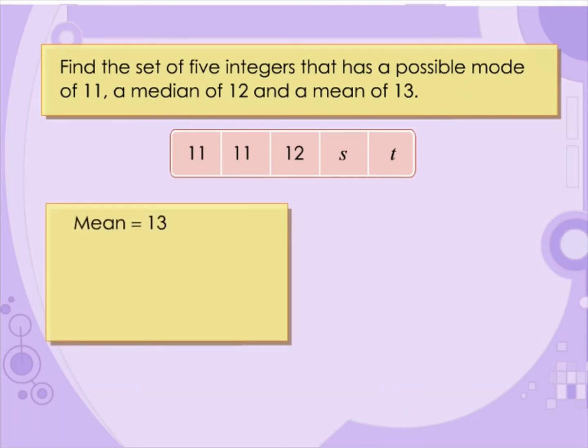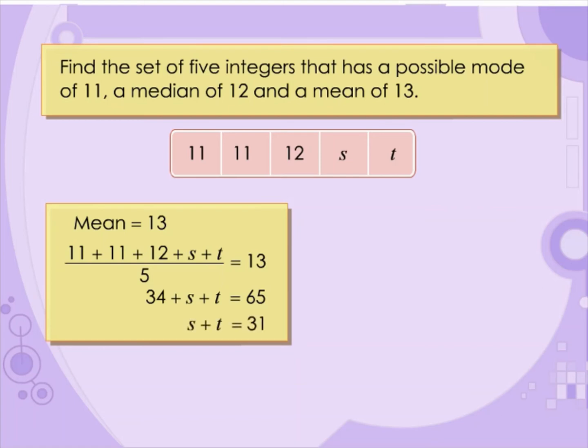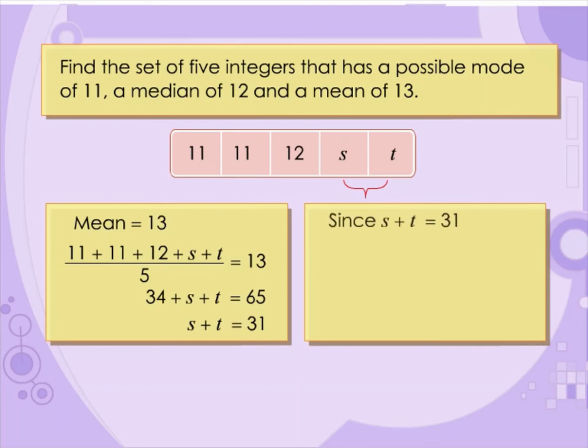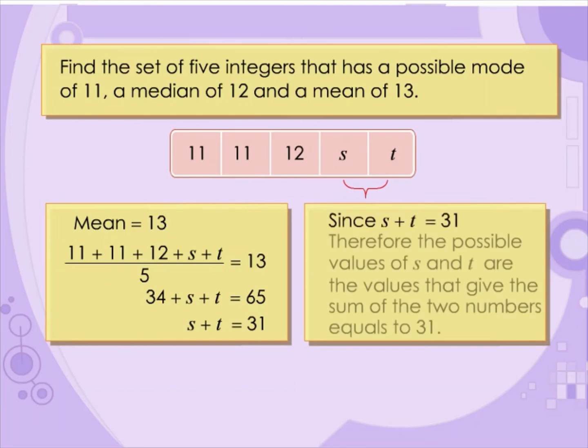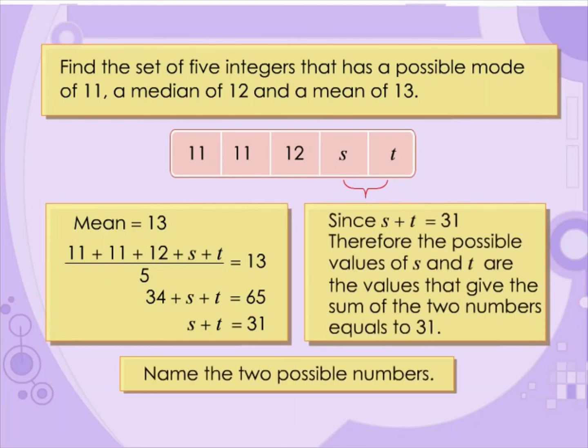Therefore, we can say (11 + 11 + 12 + S + T) / 5 = 13. Multiply both sides of the equation by 5 and simplify it. We get 34 + S + T = 65. Therefore, S + T = 31. Since S + T equals 31, can you name the two possible numbers?